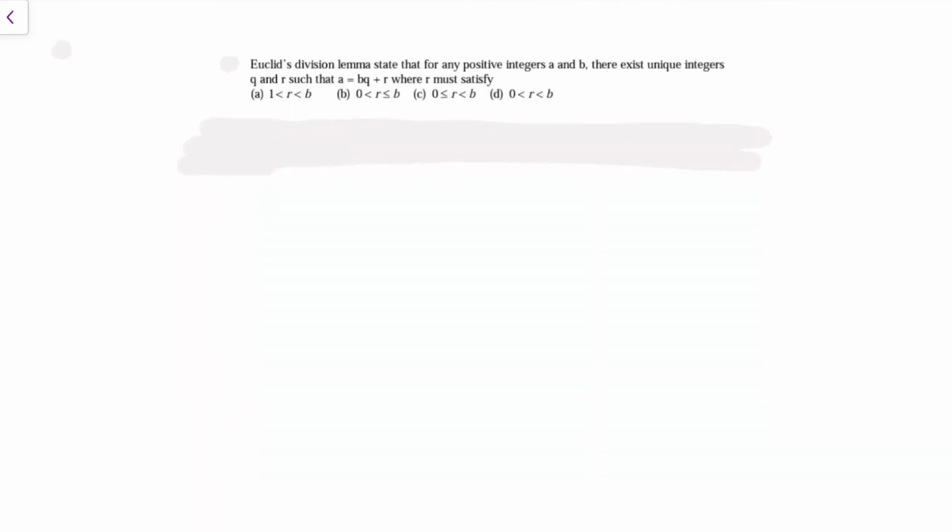Next, Euclid's division lemma states that for any positive integers a and b, there exist unique integers q and r such that a equals bq plus r, where r must be 0 less than or equal to r, which is less than b. Option C is the correct option. This is the Euclid's division lemma statement.